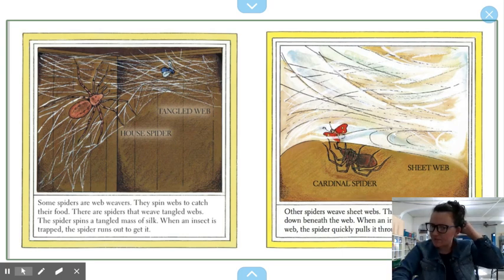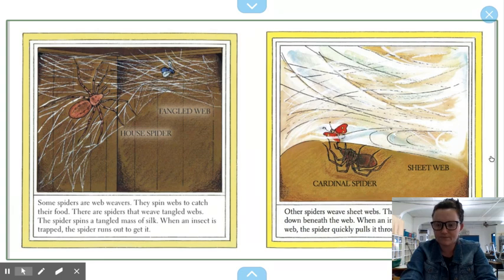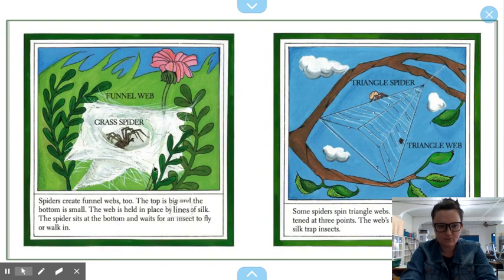Other spiders weave sheet webs. The spider hangs upside down beneath the web. When an insect hits the sheet web, the spider quickly pulls it through the webbing. Ooh, that's fun. Spiders create funnel webs too.